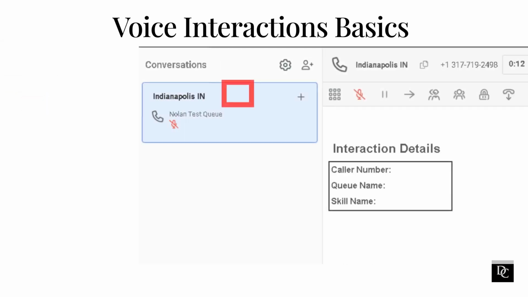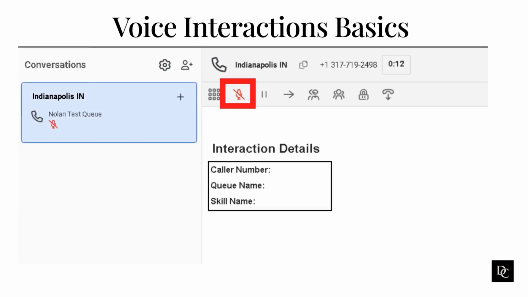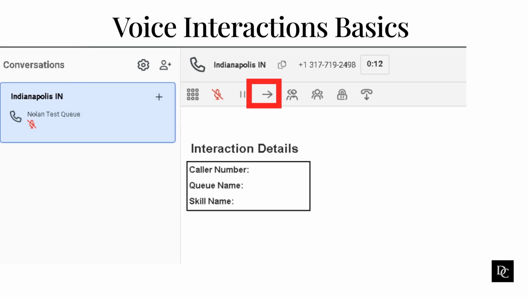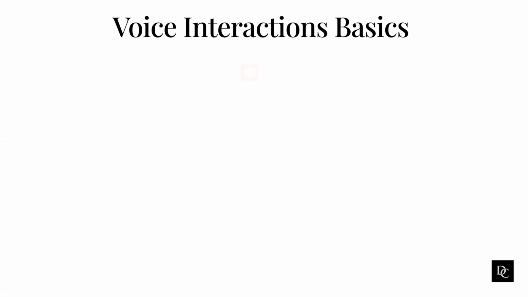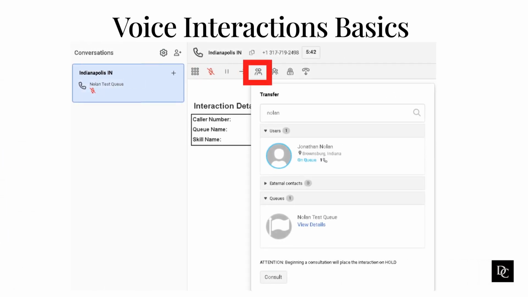Mute disables your microphone. The other party cannot hear what you are saying, but you can hear the other party. Hold places the other party on hold. You cannot hear the other caller, and they cannot hear you. Use a blind transfer to transfer an ACD call directly to another user, number, external contact, or queue without talking to the intended recipient. Use a consult transfer to talk with the intended recipient before you transfer a call.